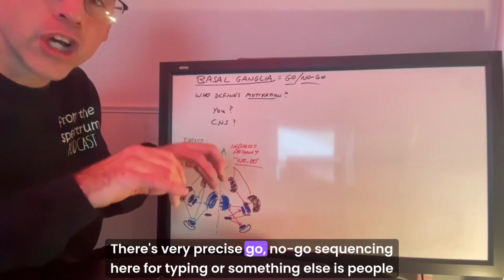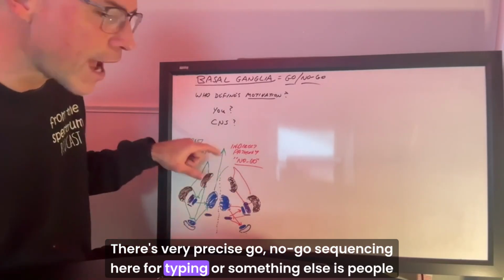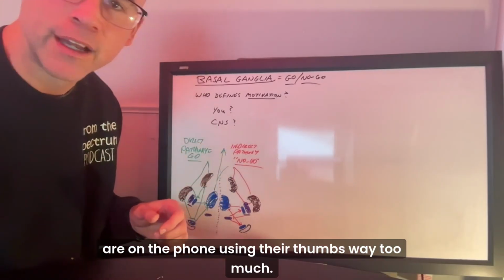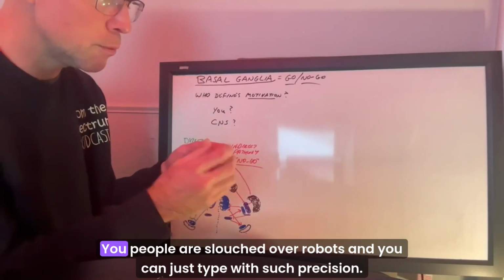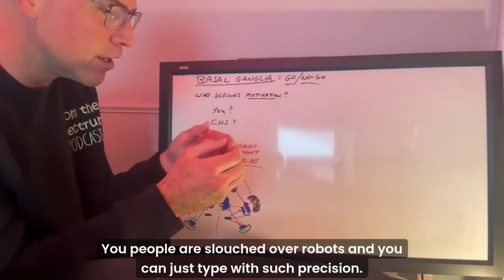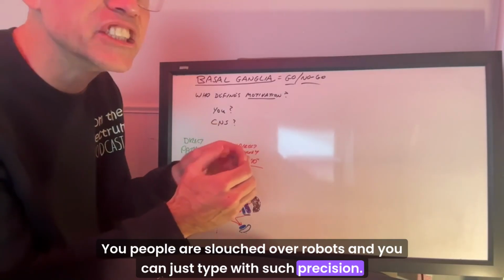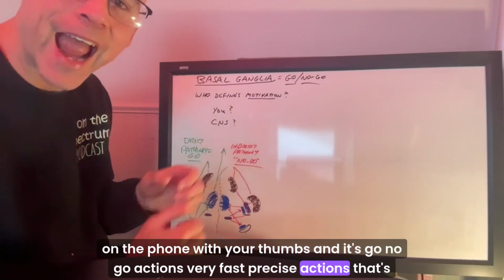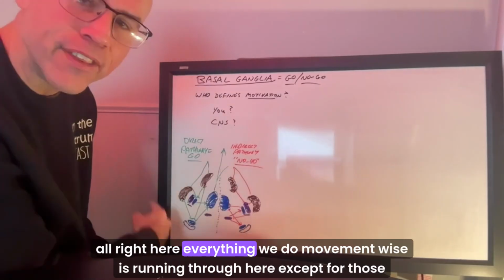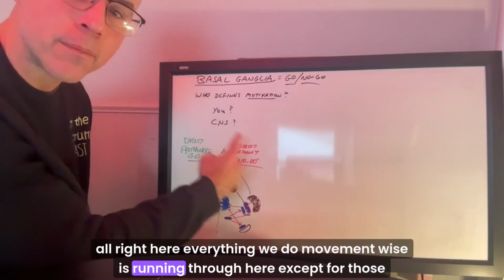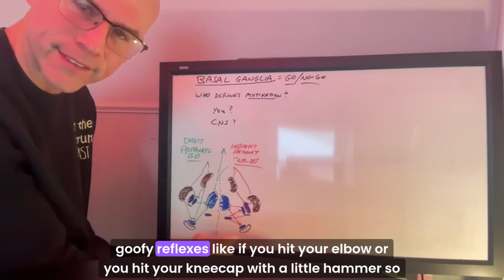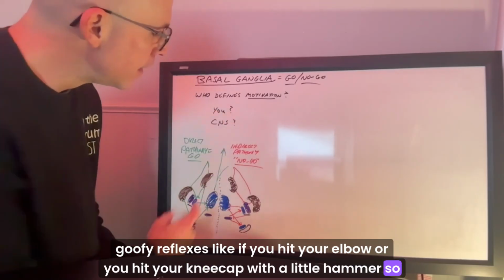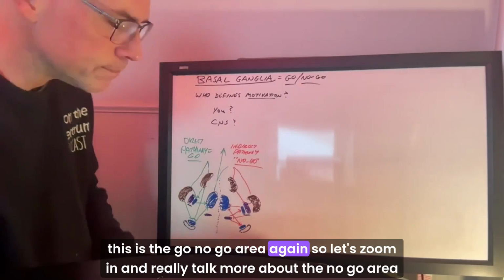So what you're trying to type is not going to make sense. There's very precise go, no-go sequencing here for typing, or something else is people are on the phone using their thumbs way too much. You people are robots. You people are just slouched over robots, and you can type with such precision on the phone with your thumbs, and it's go, no-go actions, very fast, precise actions. That's all right here. Everything we do movement-wise is running through here, except for those goofy reflexes, like if you hit your elbow or you hit your kneecap with a little hammer. So this is the go, no-go area again.